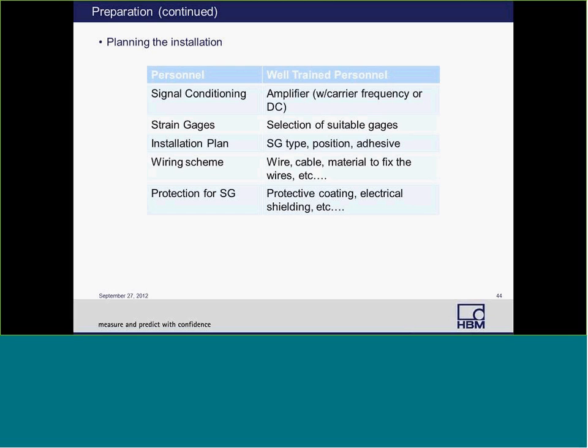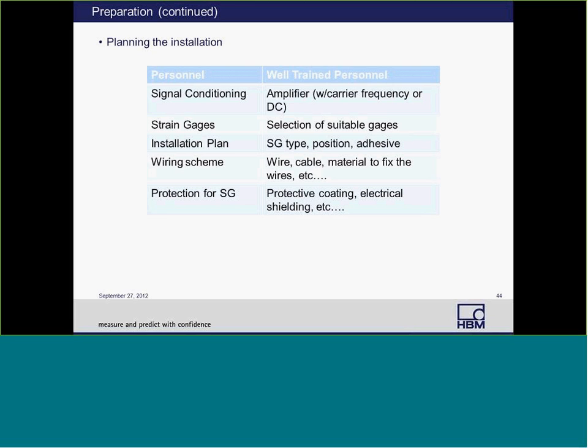So when planning the installation, you want to have well-trained personnel. You need to have some sort of signal conditioning, an amplifier that will take the signal and record the data. So this could have carrier frequency excitation, or we can have DC excitation. We have to pick the strain gauge. It's got to be suitable for the type of application that we're going to be measuring. As you saw previously in the slides, we had a variety of different types of strain gauge based on the application that's required. You have to have an installation plan.